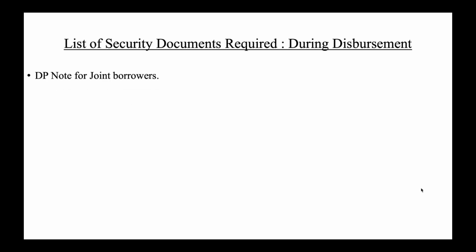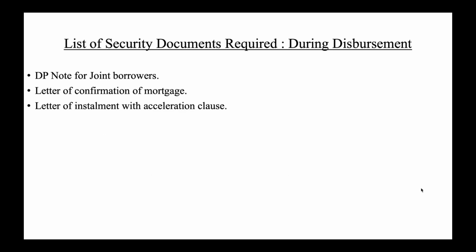Now, these are the list of security documents required for borrowers. Now, the first one is a DP note for joint borrowers, wherein they are declaring, if, for example, the property is owned by your uncle and your dad, both have to give a note, kind of a delivery note, which is stating that they have no issues in mortgaging the property across to the bank. Second is a letter of confirmation of mortgage, which again has to be issued by the person owning the property.